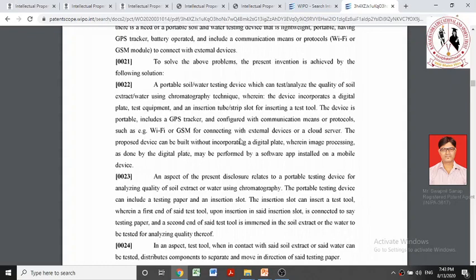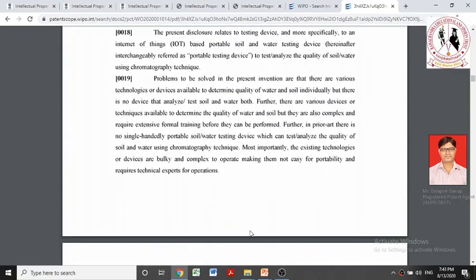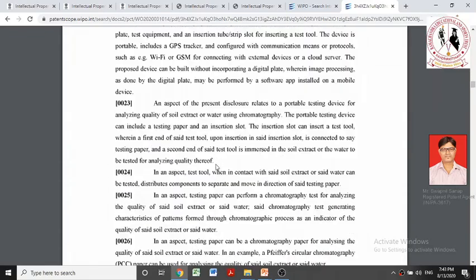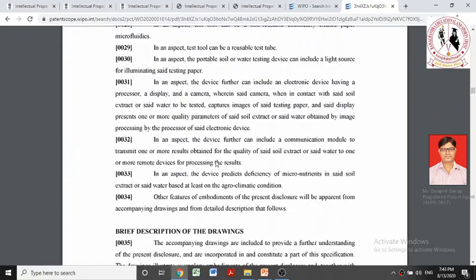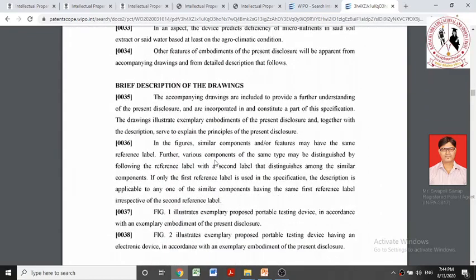If you see the total length of the summary, he started writing it on page number, I think, 4, in the middle of page 4, and he has finished it in the middle of page 6. So hardly a two-page portion has been written for the summary. It is clear and concise. It is clear to understand what the invention is from reading the summary itself.